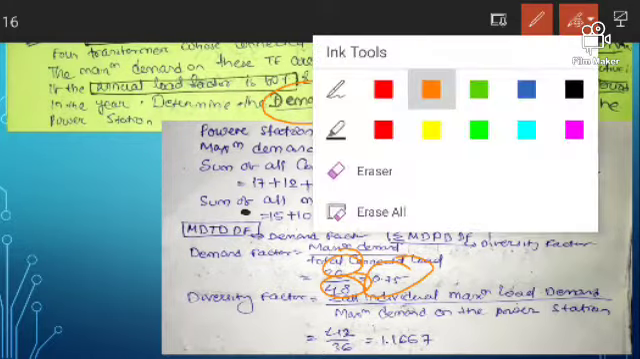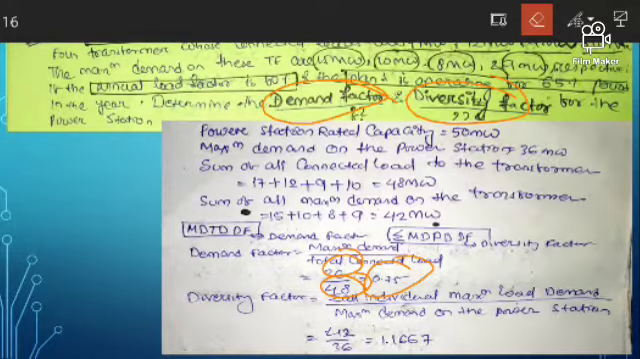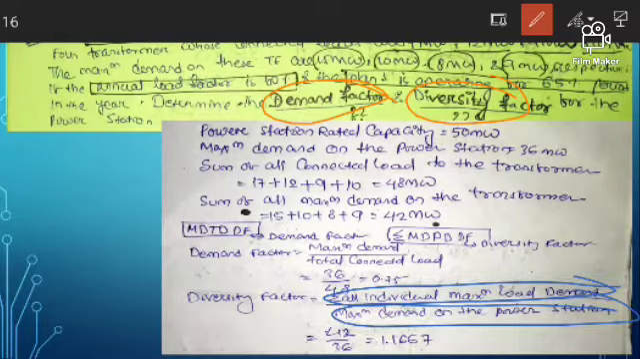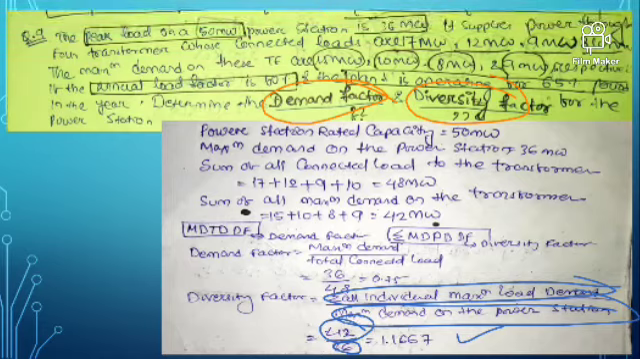Like that, for the diversity factor, you get it like this: the summation of all individual maximum demands divided by the maximum demand on the power station, that is equal to 42 divided by 36. So 42 divided by 36 is equal to 1.1667. That is your demand factor and diversity factor.